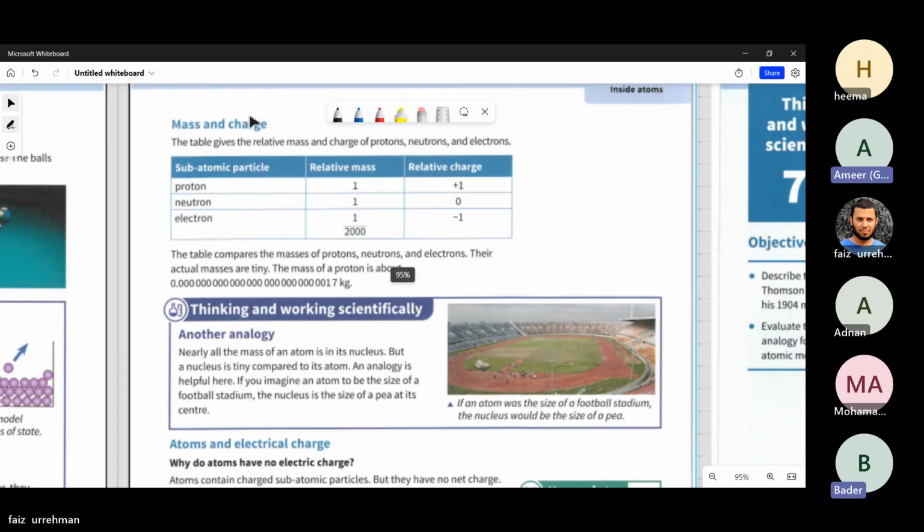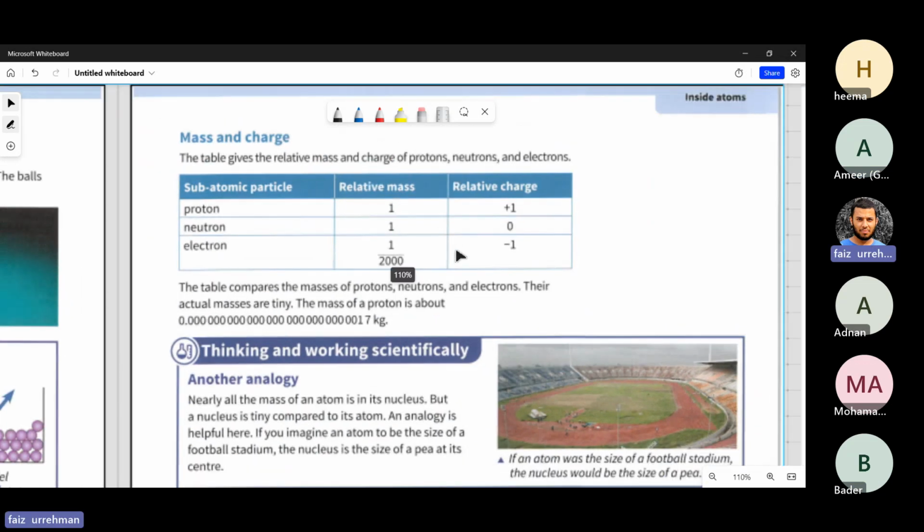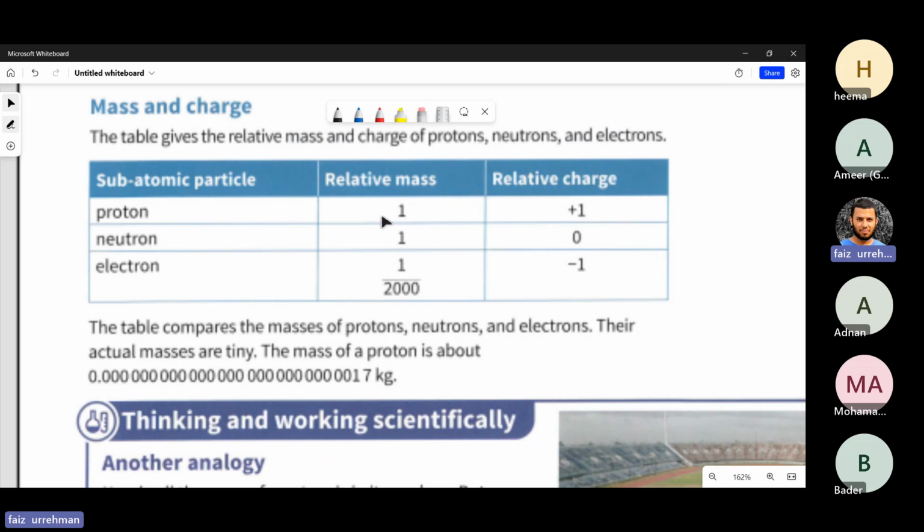Now look at the mass. If the mass of a proton is 1 gram, it is way lighter, but for comparison, just think, if a proton is 1 gram, then a neutron is also approximately 1 gram. But the electron is what? 1 over 1000 of a gram. So the electron is 2000 times lighter than protons and neutrons. They are so tiny, so small.